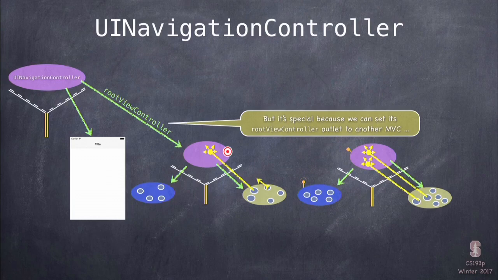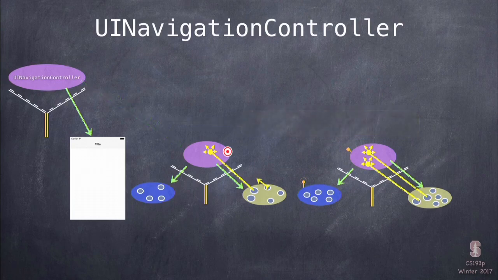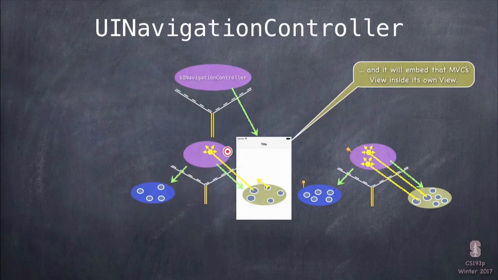You just set that to something, and now you'll have an MVC. And as soon as you do that, as soon as you set that, it's going to take that MVC's view and put it in its view with that little gray bar, and it's going to ask its navigation item for the title and get the title, right? Perfect sense. It's super simple.